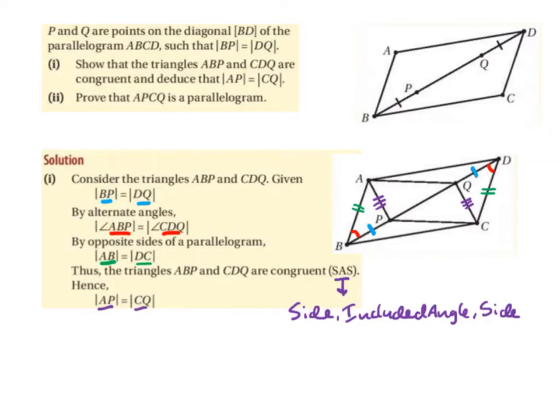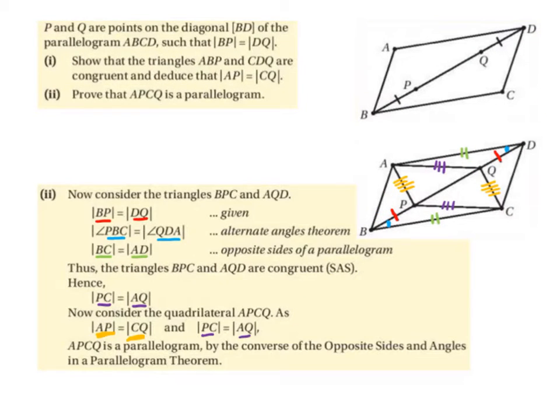Remember that the other forms of congruency are ASA, angle, included side, angle; SSS, side, side, side; and RHS, right angle, hypotenuse, and another side. Part 2. Prove that APCQ is a parallelogram.